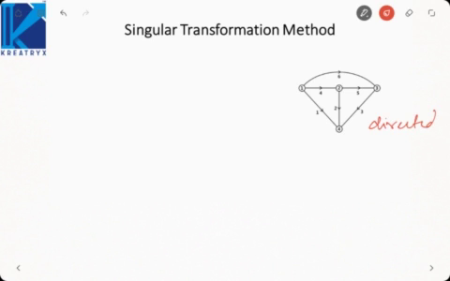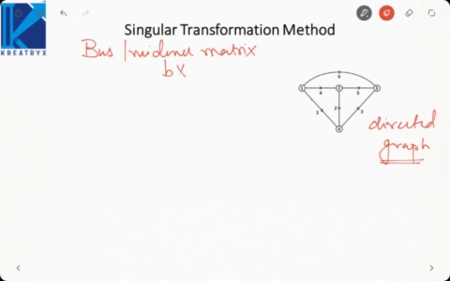A directed graph is a graph in which each branch has a certain direction. Like this branch is going from 1 to 2, this from 2 to 3, this from 3 to 4, 2 to 4 and 1 to 4. So that is an example of a directed graph. Now we form the bus incidence matrix, which has the order b cross n, where b is the number of branches and n is the number of nodes. So here 6 branches are there and 4 nodes, so 6 cross 4.